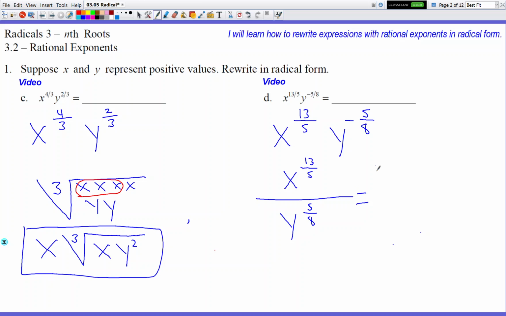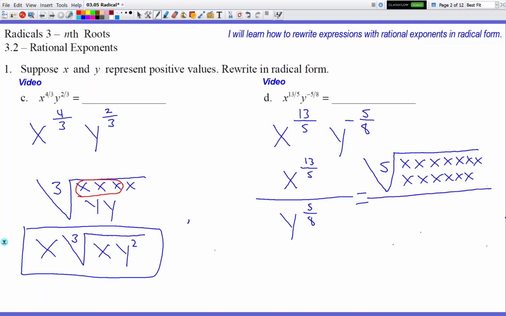So we have 13 x's, and all of those 13 x's are going to go into a 5th root radical. So let me make my radical symbol a little bit on the bigger side, because I have to write 13 x's inside there. So 1, 2, 3, 4, 5, 6, 7, 1, 2, 3, 4, 5, 6. Okay, so there's my 13 x's.